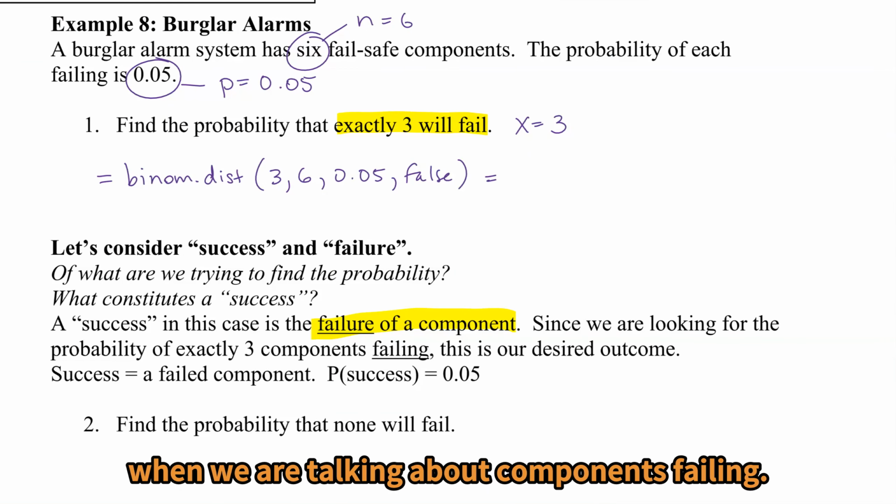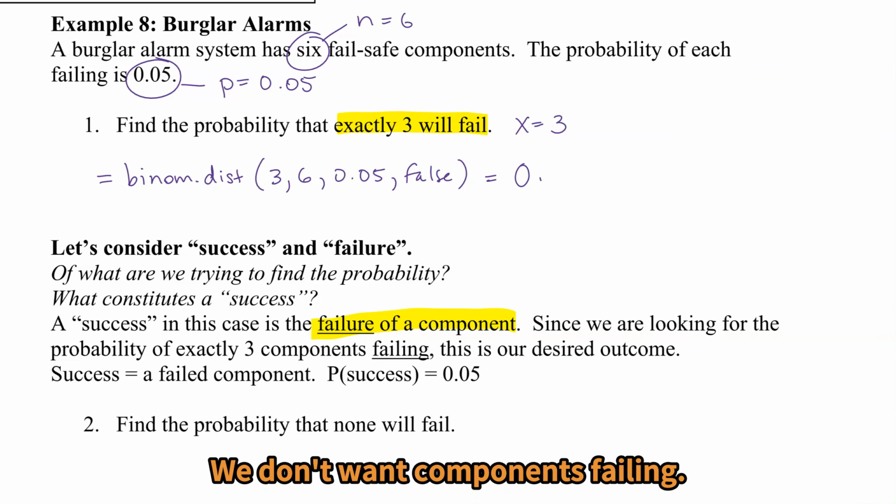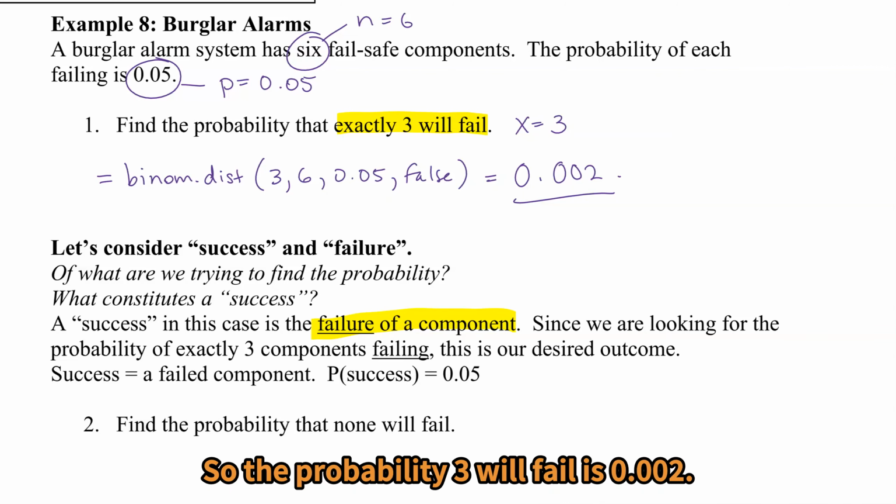That's a really small probability, and that's good. That's what we want when we're talking about components failing. We don't want components failing. So the probability 3 will fail is 0.002.